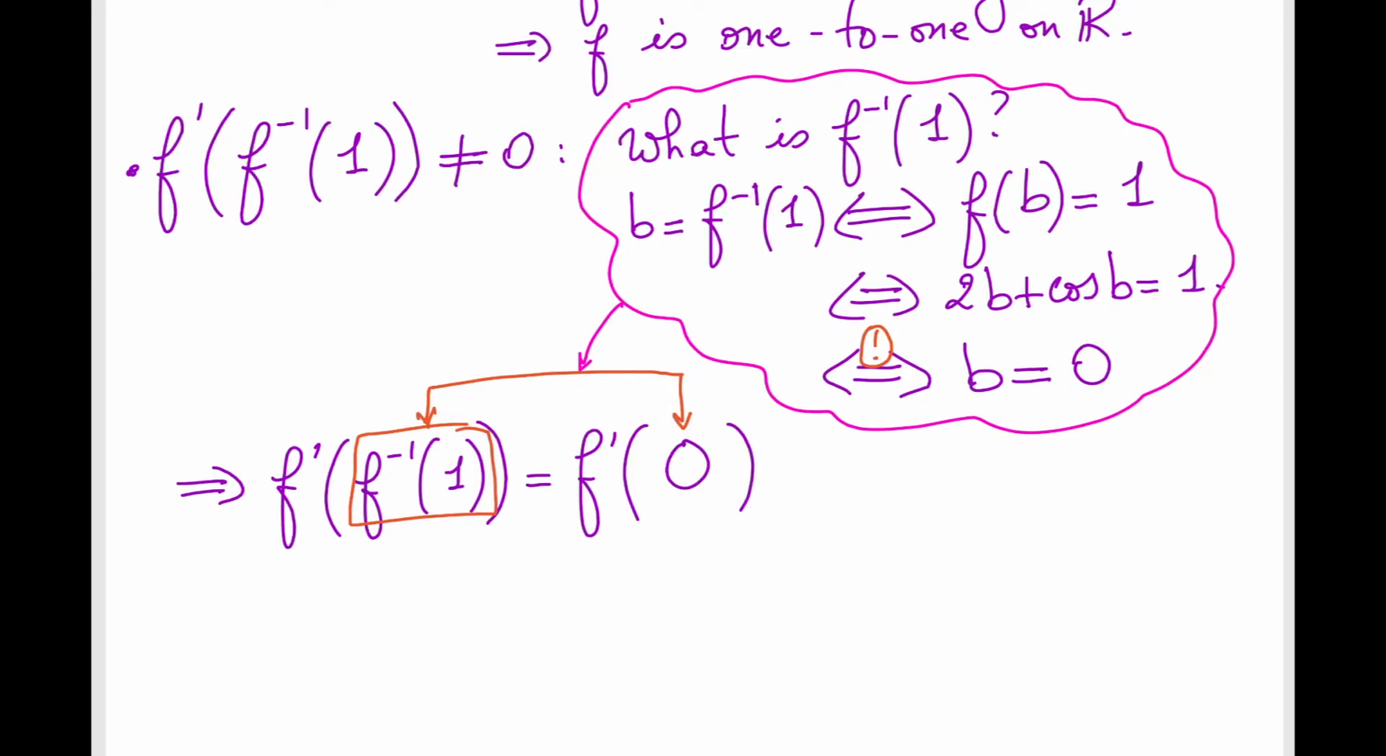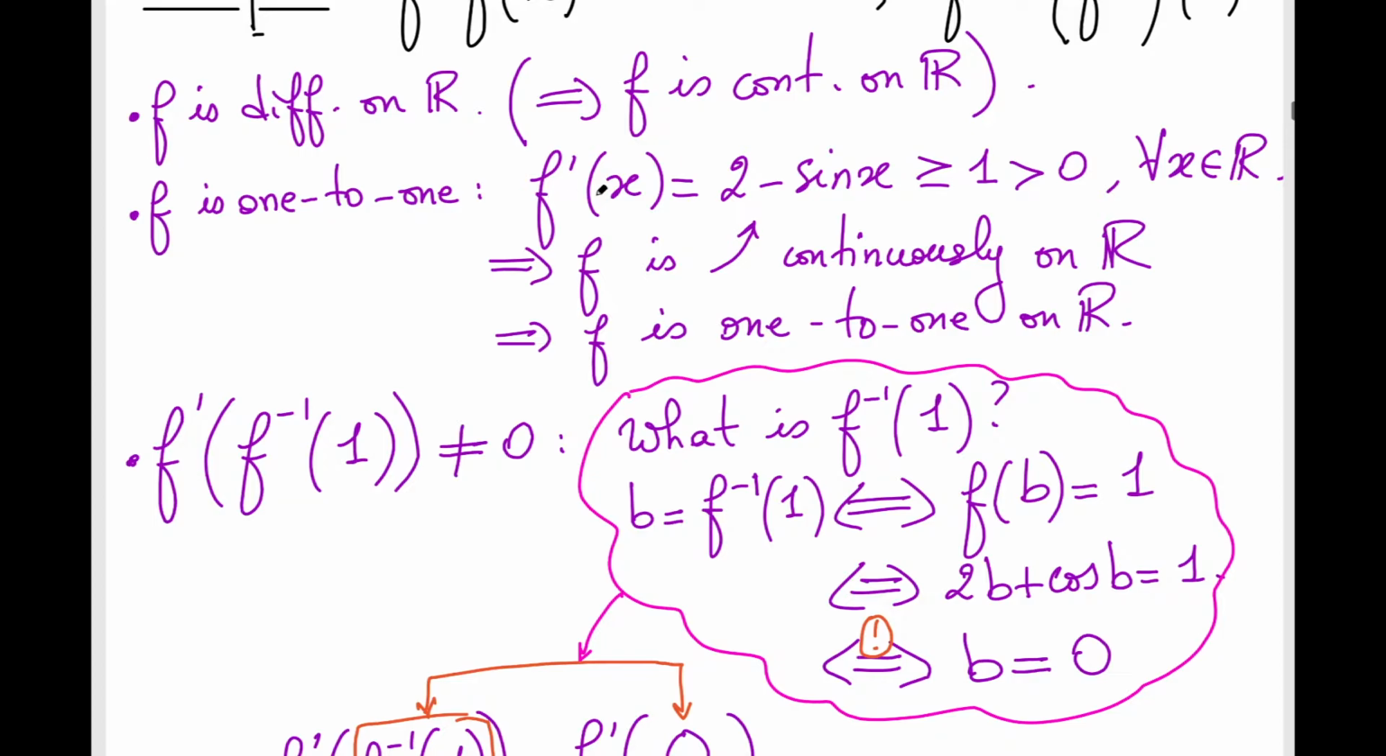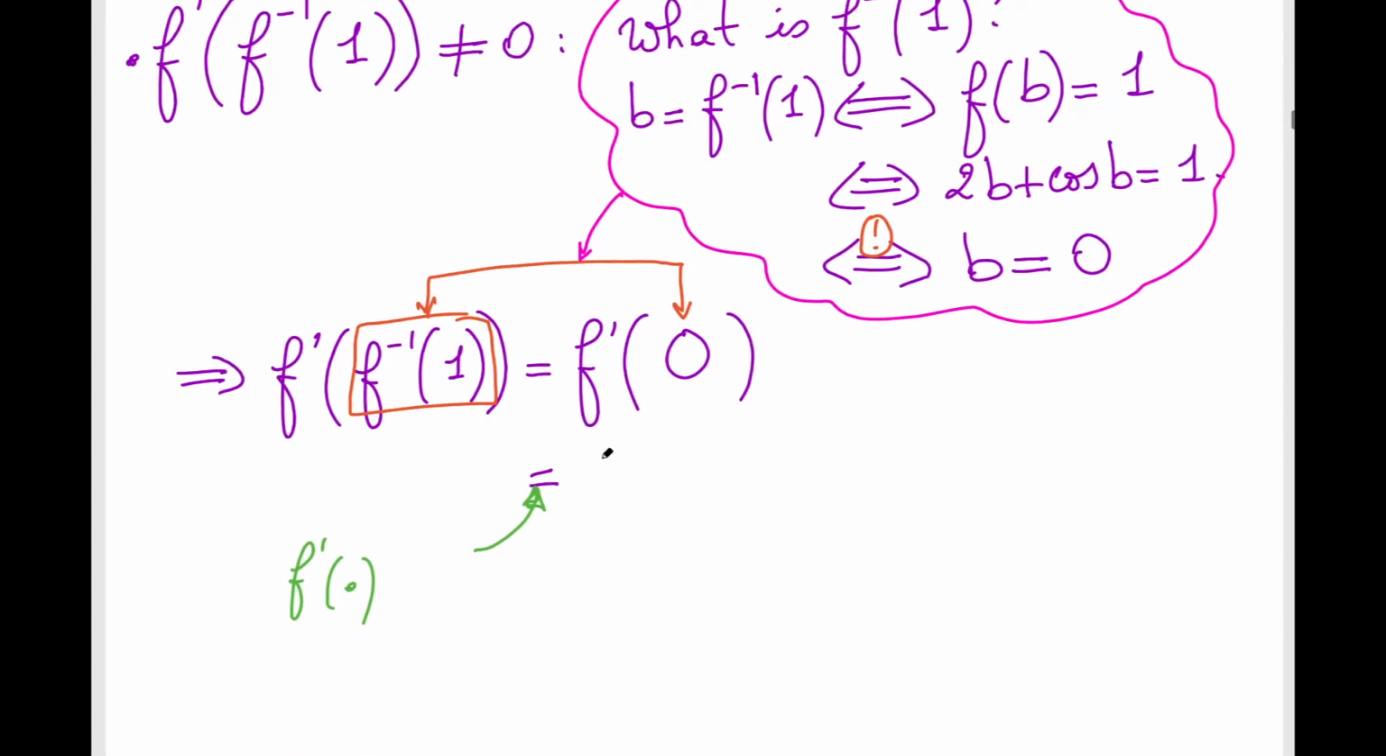And this is equal to what? f prime of 0. What's f prime of x? We found it above, right? What was it? It was here. f prime of something is 2 minus sine of the thing. That's what we found, correct?